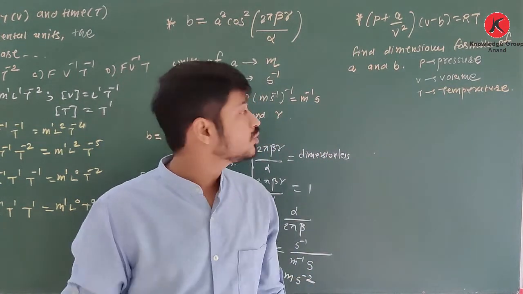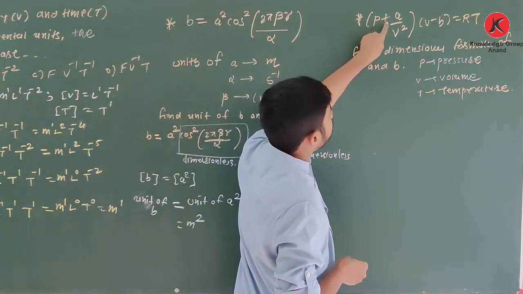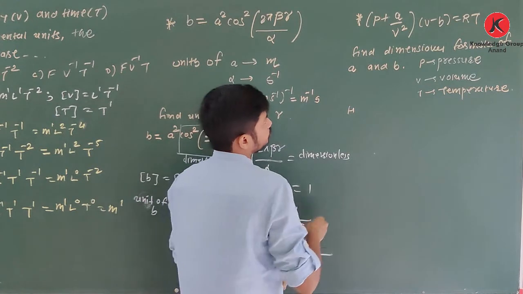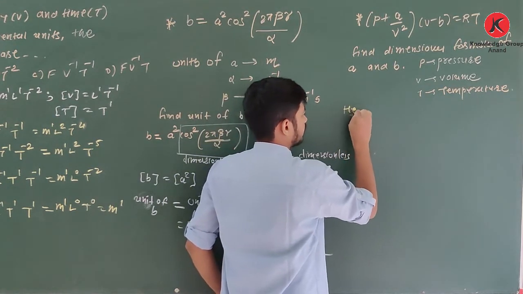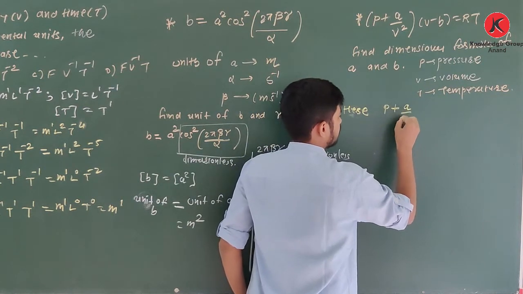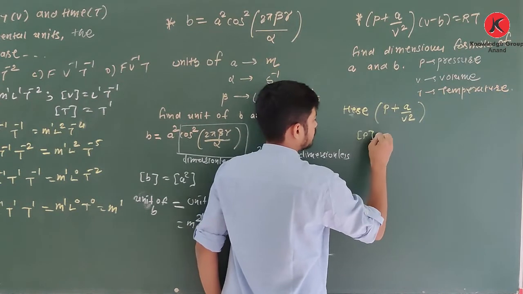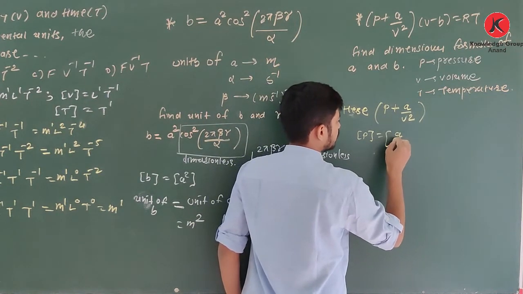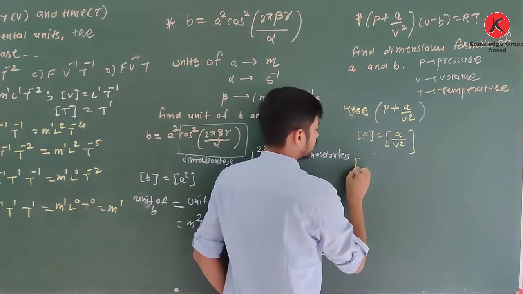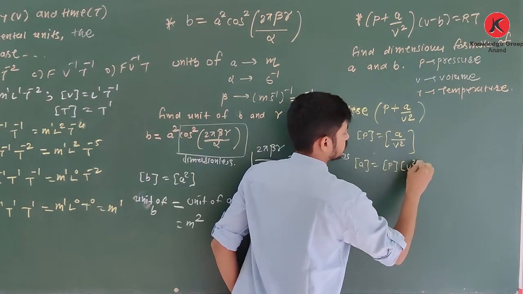the dimensions of P are equal to the dimensions of a upon V squared. Here it is P plus a upon V squared, and P is added only to the first term, a upon V squared. It means the dimensions of P equal the dimensions of a upon the dimensions of V squared. So how do we find the dimensions of a? Dimensions of a equal dimensions of P into dimensions of V squared.